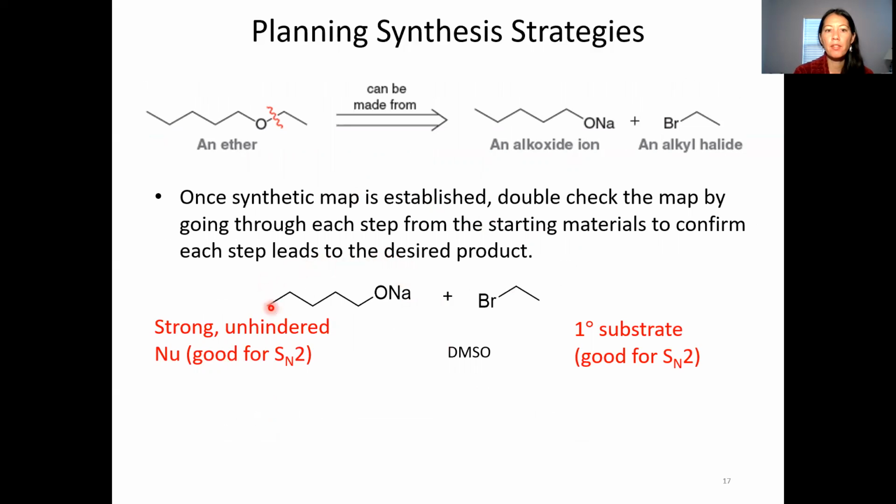Okay, if I have this alkoxide and this bromide, then I can look to see if this is actually going to work. So if I take this strong, unhindered nucleophile, this is good for SN2, and I take this primary substrate here, this is good for SN2 as well, do this with a solvent such as DMSO, I can get my ether product.